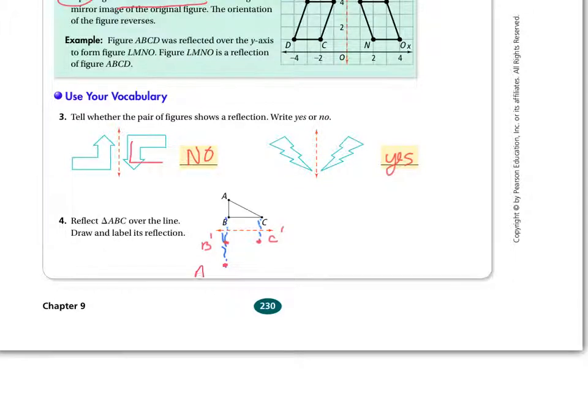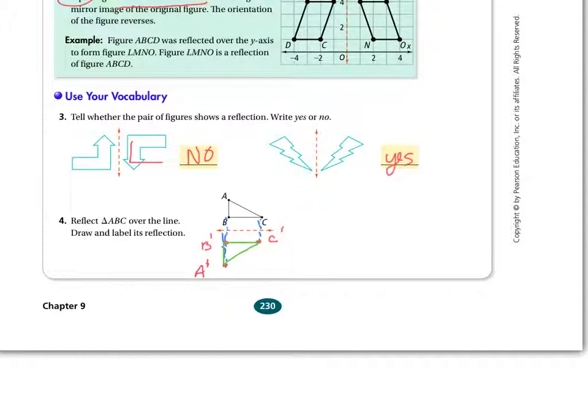And I'm going to call that A prime. And then I can connect. Of course, you would connect with a straight edge. I cannot connect with a straight edge on here, but look at how straight that is. That's awesome. Okay, so I'm a little off to the left, but you get the idea. And there's your reflection.